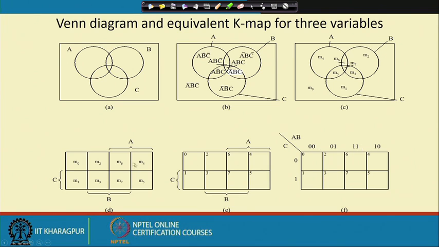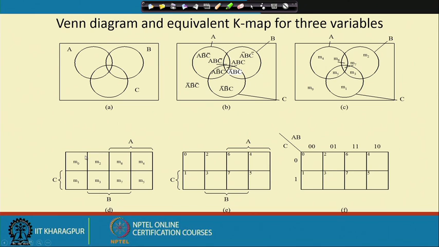Note the notation: A equal to 1 spans over these 2 columns, B equal to 1 spans over these 2 columns, and C equal to 1 spans over this particular row. In this particular column, A and B both are 0, and here A is 0, B is 1.